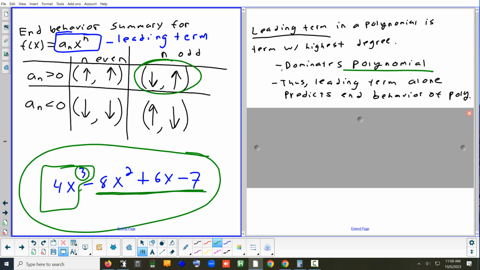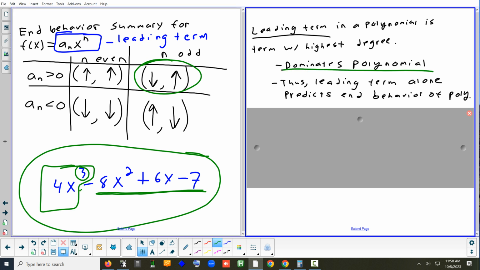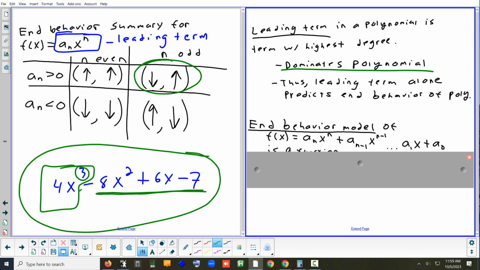So the highest degree term is what controls the whole thing. These other terms cause little details, like maybe a little twist or a turn somewhere in the middle. But overall, 4x cubed controls exactly what it's going to look like.